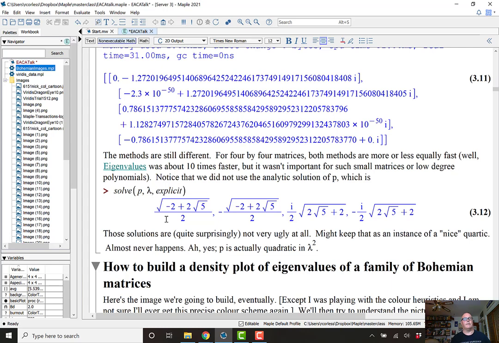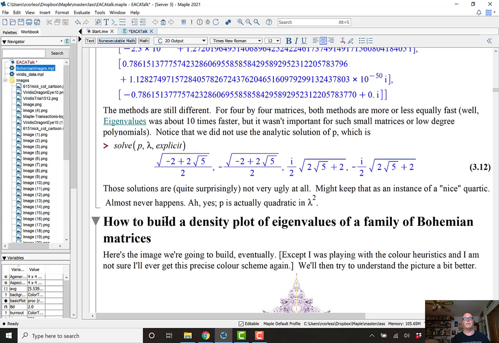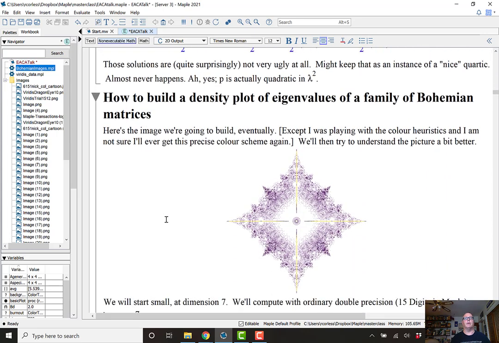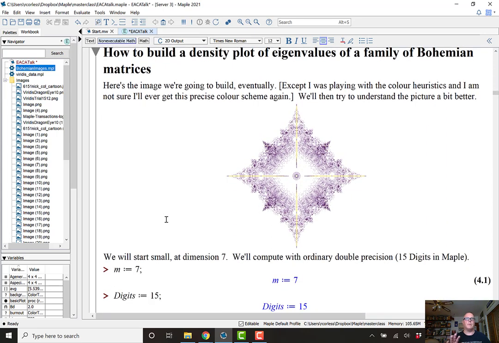All right, that's the background. Eigenvalues, characteristic polynomials, solve the eigenvalues with the eigenvalue routines, QR iteration. You get slightly different answers than if you solve polynomials. Great. Here's the image that we're going to build. I have lost track of how I did the colors for that one, but I like the colors for that one, so I made the image.